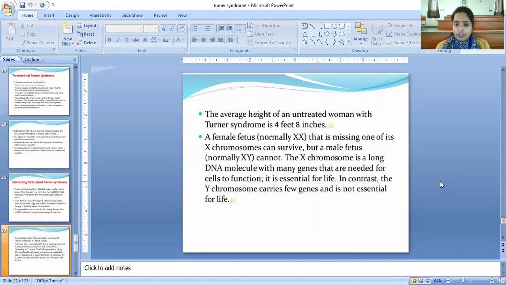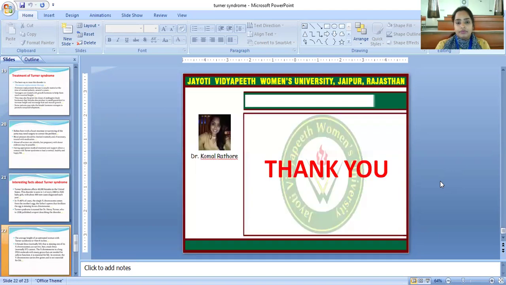The average height of untreated women with Turner syndrome is 4 feet 8 inches. A female fetus, normally XX, that is missing one of its X chromosomes can survive, but a male fetus, normally XY, cannot. The X chromosome is a long DNA molecule with many genes that are needed for cells to function, so it is essential for life. In contrast, the Y chromosome carries few genes and is not essential for life.